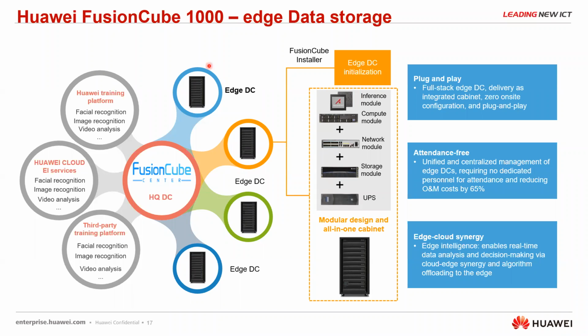As I mentioned, the 500 and 1000 categories are for the edge purpose. So in the edge you also need to have an integration of UPS, because you are touching the last milestone or the remote areas. In this solution, the UPS is also a built-in component, and it is monitored and managed by the central infrastructure. We call it FusionCube Center.